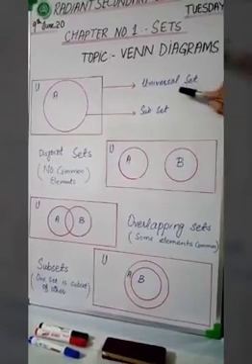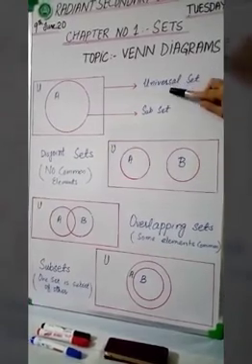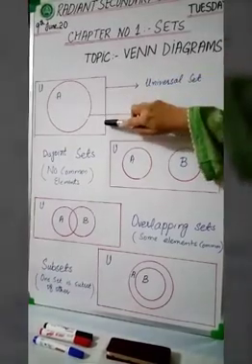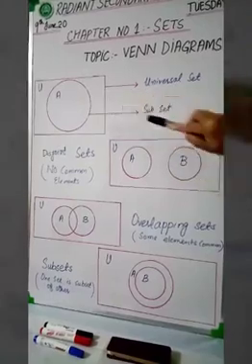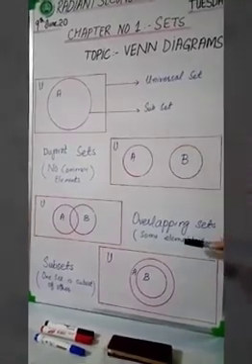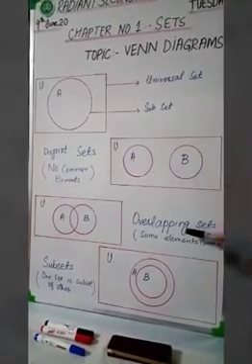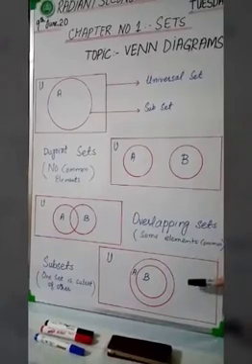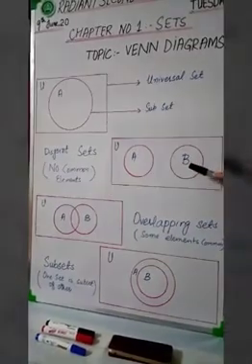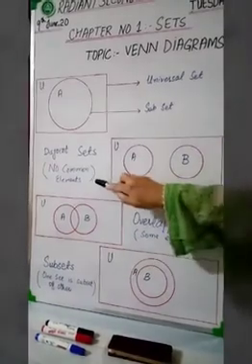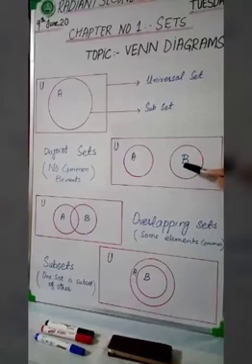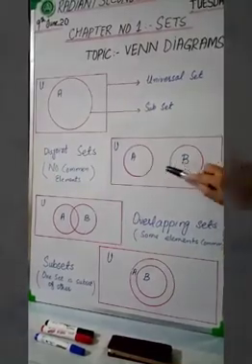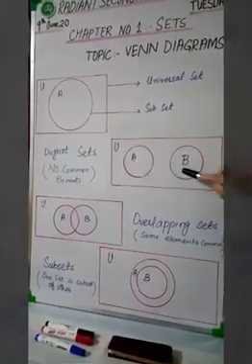Students, as you know that in Venn diagrams, the universal set is represented by a rectangular box and its subsets are represented by circles. Venn diagrams are of three types: disjoint sets, overlapping sets and subsets. In disjoint sets, there are no common elements present. So when you draw the Venn diagram of disjoint sets, you will draw the subsets separately.